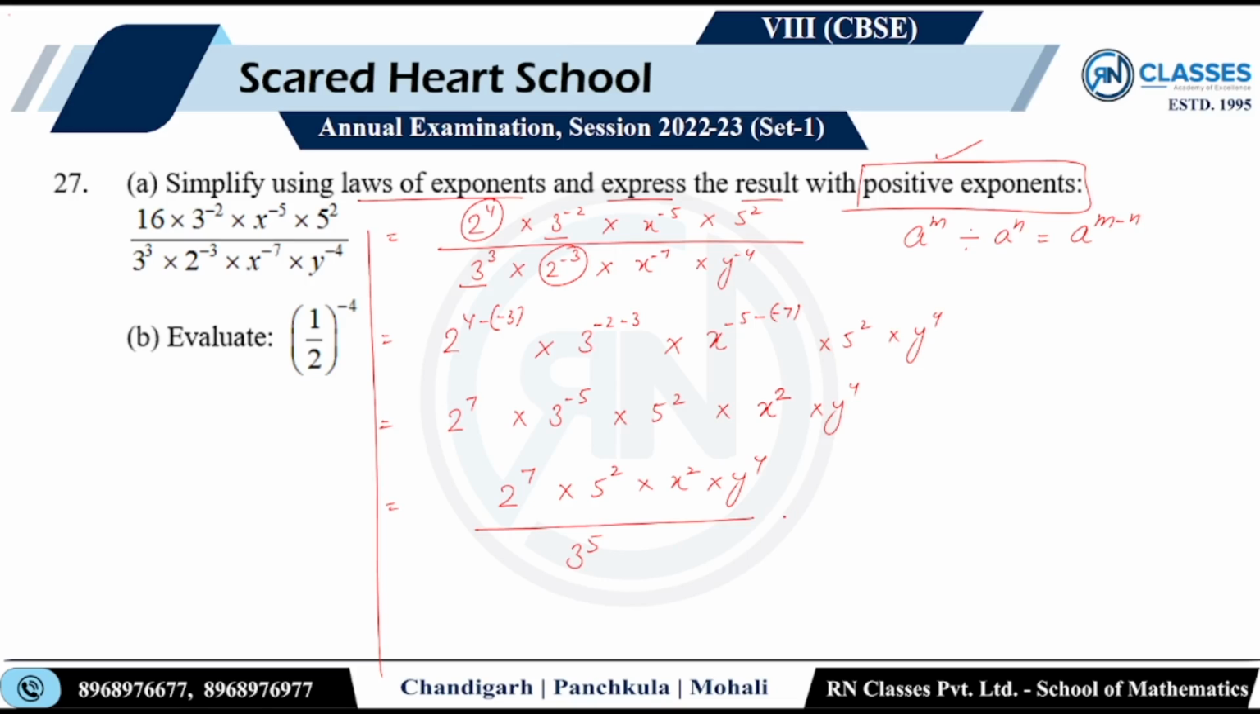Next, evaluate 1 by 2 raised to the power minus 4. Okay, ये तो बिल्कुल ही सिंपल है. 2 raised to the power क्या करूंगा? Minus of minus 4, which is equal to 2 raised to the power 4, which is equal to 16, that's it. इतना ही सिंपल है. Which property did I use over here? A raised to the power m raised to the power n is equal to a raised to the power mn.